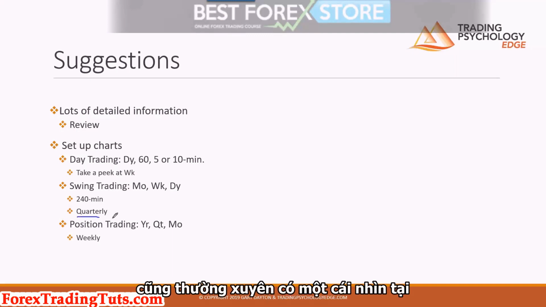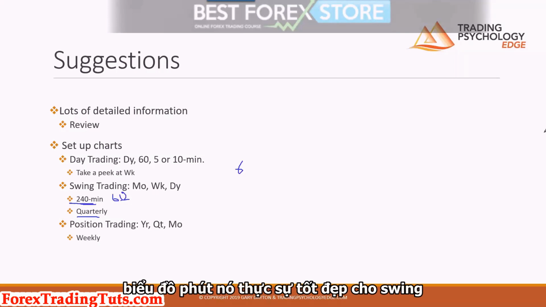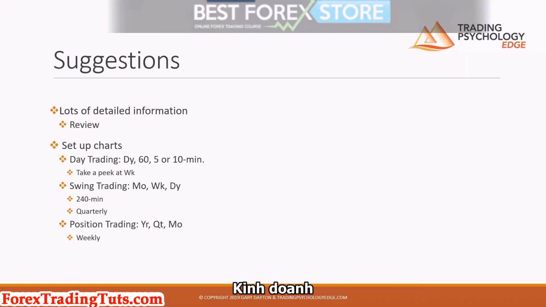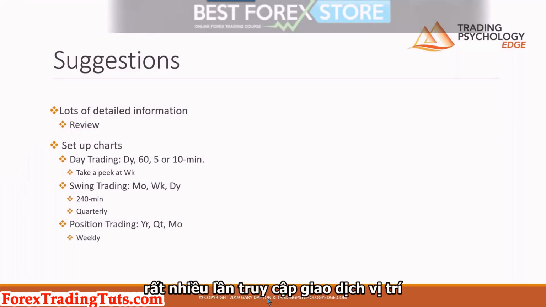Also, every so often, take a peek at the quarterly, and you will find the 240-minute chart useful, as long as you've got enough activity, say 6 hours of trading during the course of the day. Some of the markets, like some of the commodities, don't trade as much, so on the 240-minute you're only going to get 1 or 2 bars. Then you drop down to the 60-minute. But on most things, take a look at that 240-minute chart. It's really nice for swing trading, and it will give you a preview of what's going to happen on the daily a lot of times.